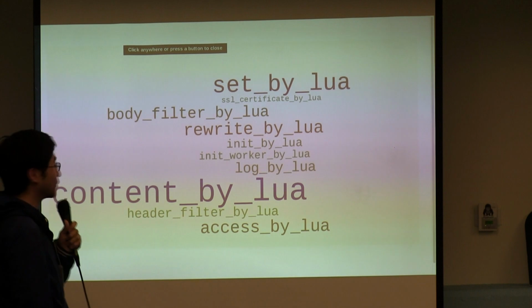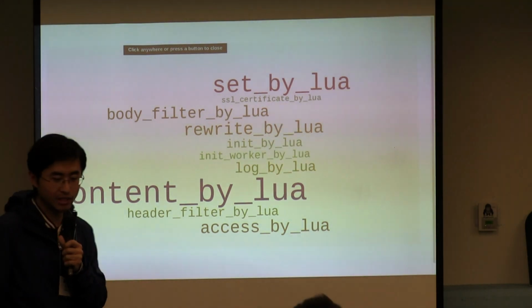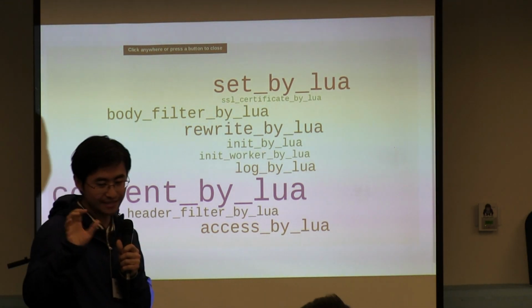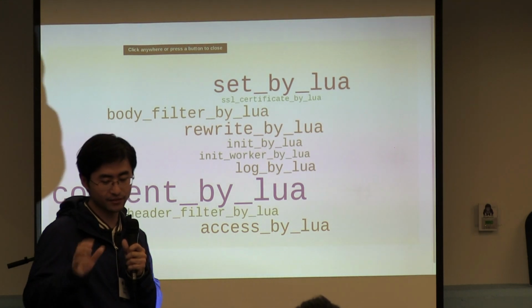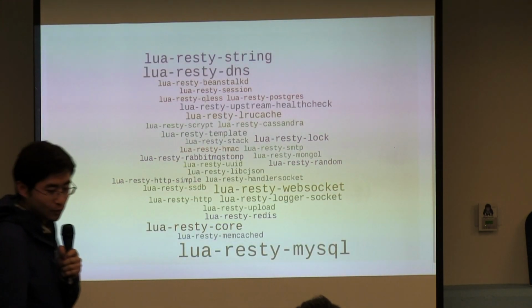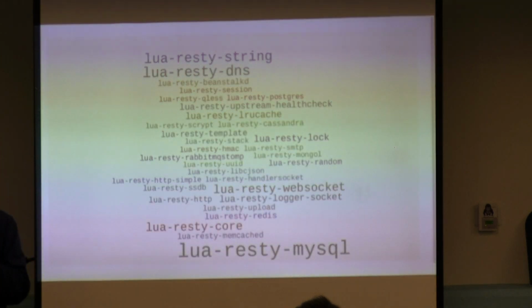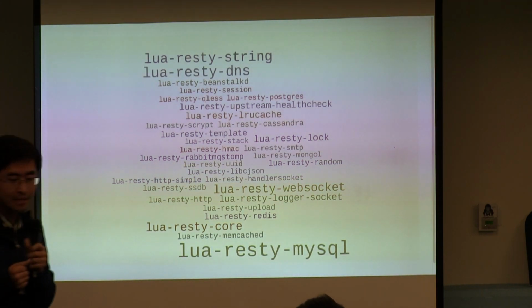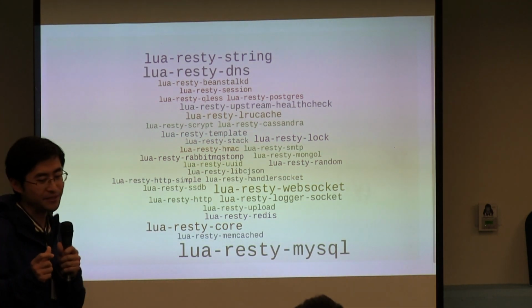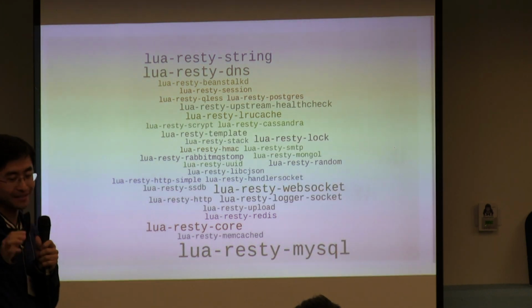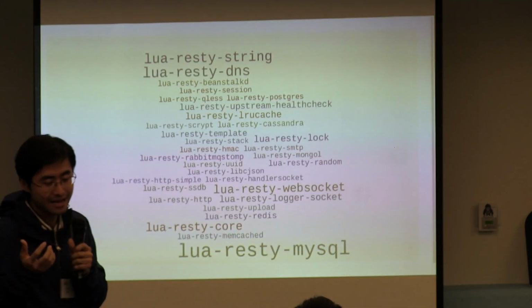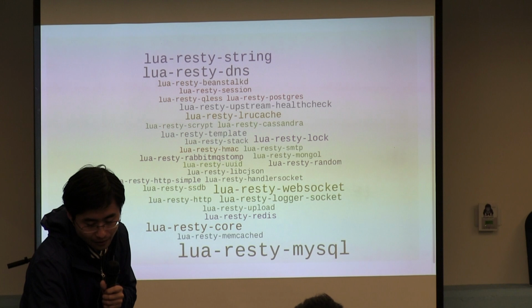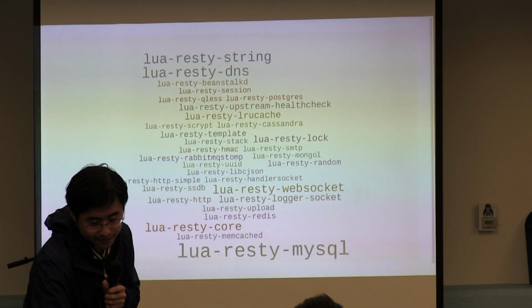We have a lot of hooks that you can use to hook your Lua code into different request processing phases of NGINX, so that you can script the NGINX core very easily and at a very low level. And over the years, we have also accumulated many Lua libraries specific to the OpenResty environment, because we extend the ecosystem with our own APIs. We will visit them later. These libraries will only work in the OpenResty environment.